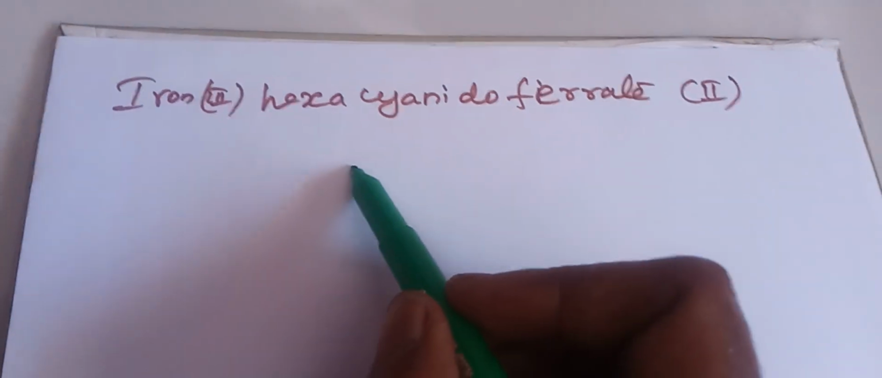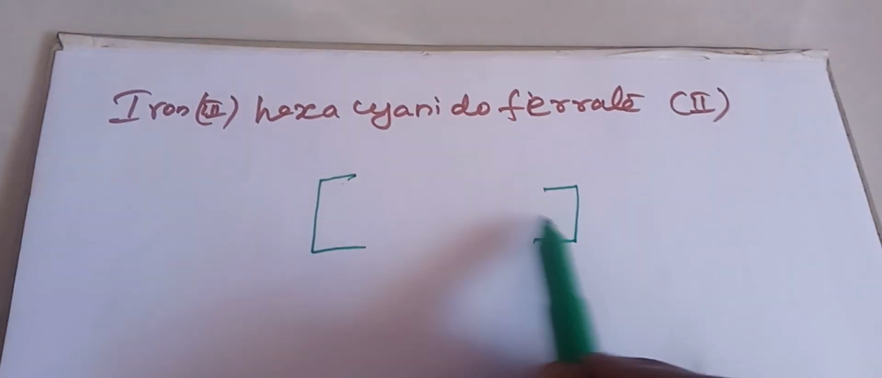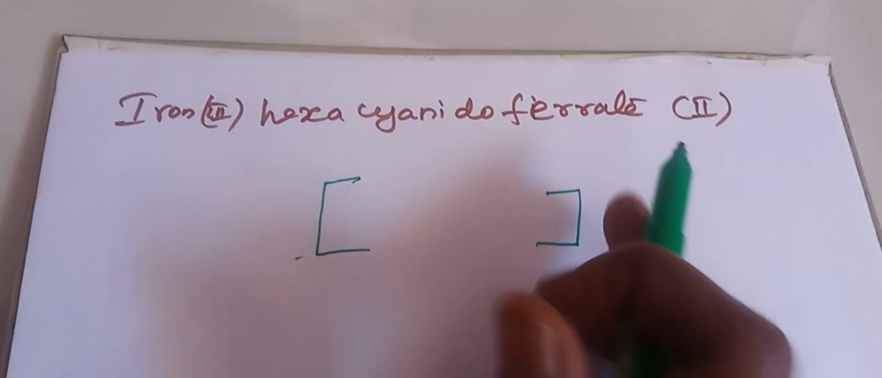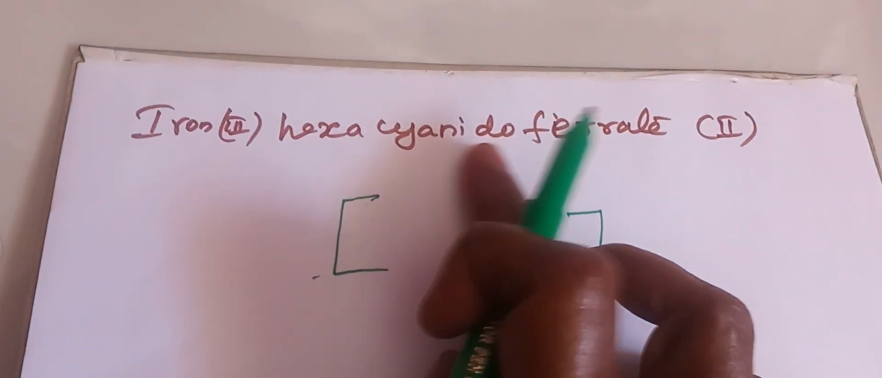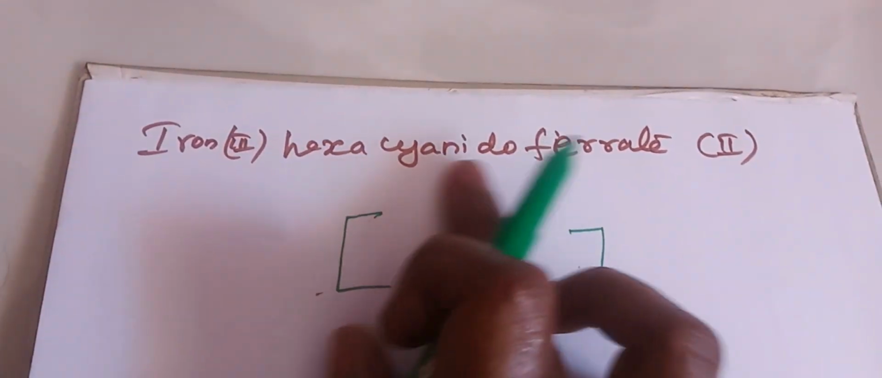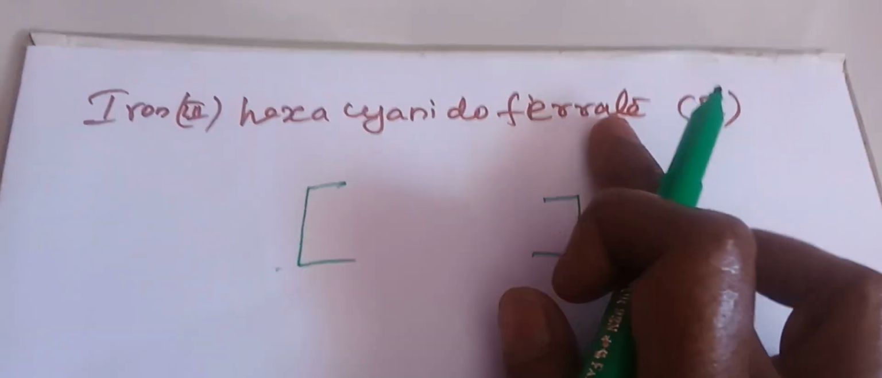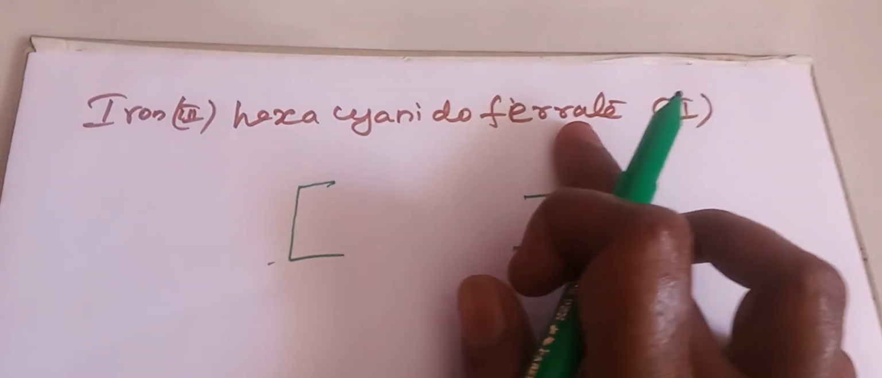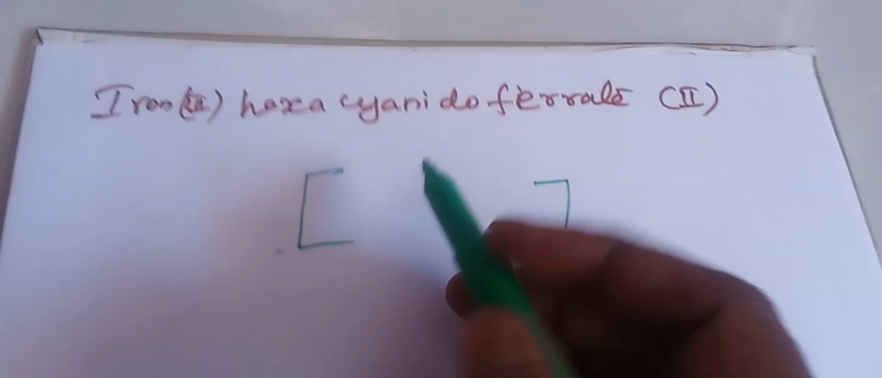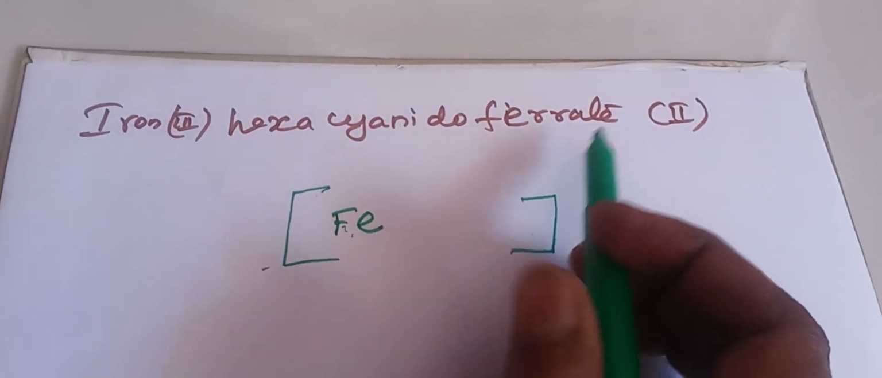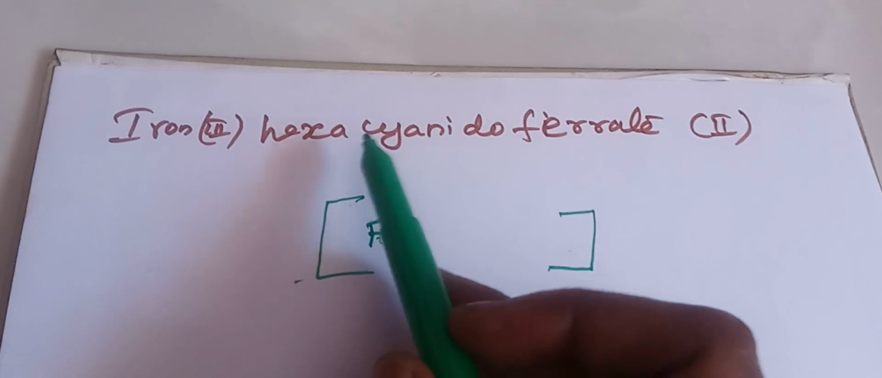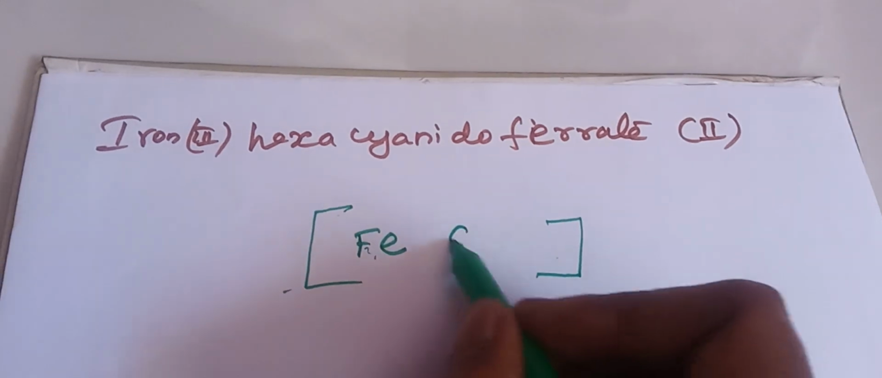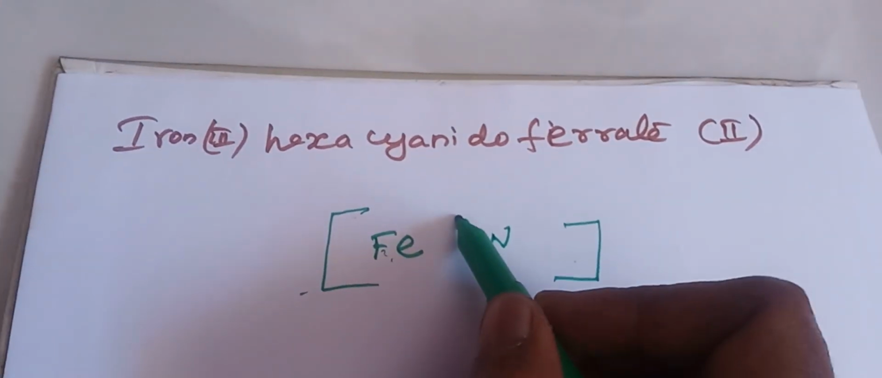In a coordination compound, there are two things present inside the coordination sphere: the central metal atom and the ligand. So here the ligand is cyanido. The central metal atom is ferrate, because its name ends with ATE. Ferrate means iron. The ligand is cyanido, hexacyanido, hexa means 6. So the cyanido formula CN, and since it is hexacyanido, CN 6 times.